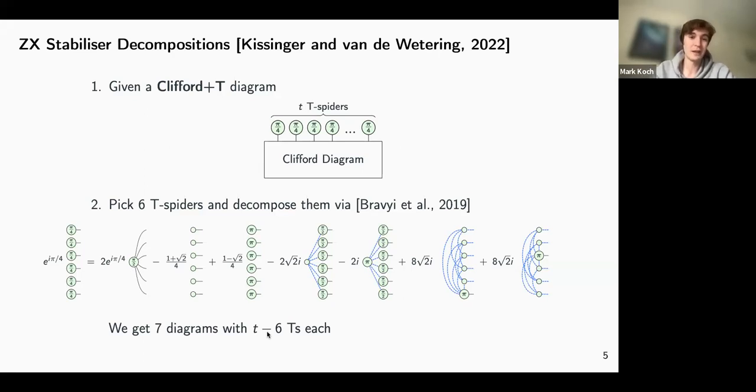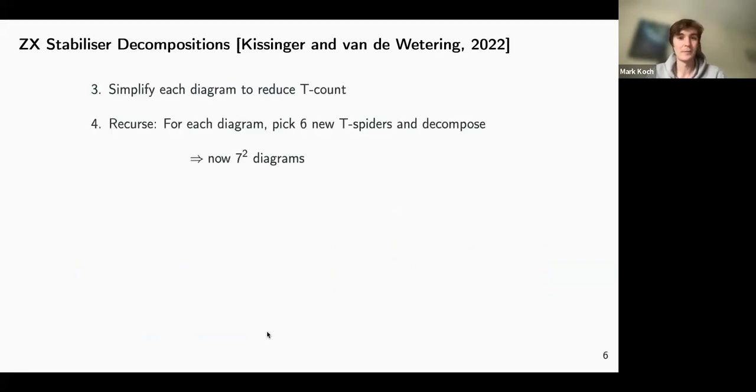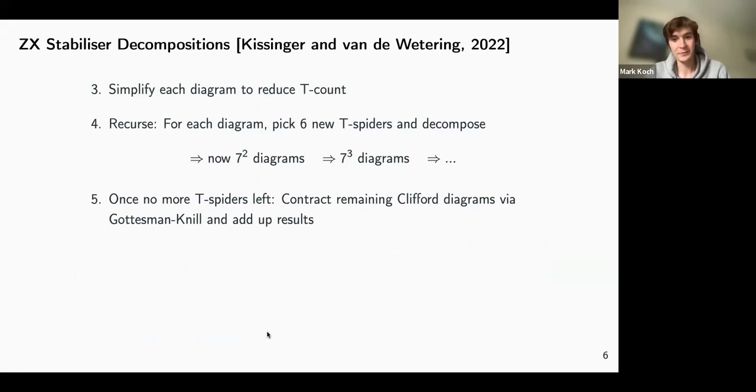And then you just take each of these diagrams, and first you try to simplify them a bit. So you can take your favorite T-count reduction technique and throw it at it, with the hope that you might cancel out some T's, and then you just recurse. Right? So for each of those 7 diagrams, you pick 6 new T spiders, decompose them, then you get 7 squared diagrams. You do it again, 7 to the 3, and you essentially keep going until there are no more T spiders left, which means that all remaining diagrams are just Cliffords, and you can easily simulate them and then add up the results.